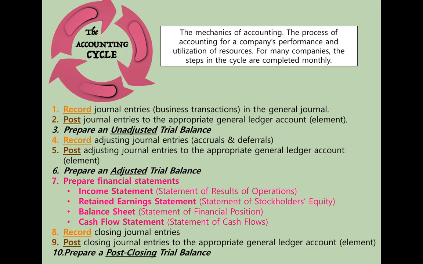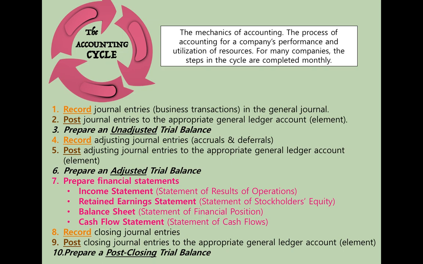Now, again, as we talked about before, financial statements don't always go by the same names. The income statement sometimes is called the statement of results of operations. The retained earnings statement sometimes is called the statement of stockholders' equity or changes in equity. The balance sheet can be called the statement of financial position. And the cash flow statement or the statement of cash flows usually goes by one of those two names. Once you have the financial statements prepared for the period, then we have some closing entries. We have to post the closing entries, and then we have a post-closing trial balance.